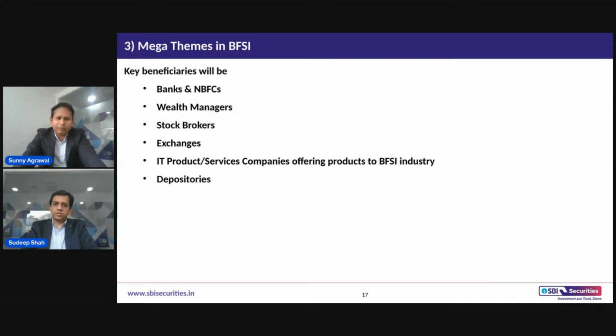And the last and important mega theme is financialization of savings. So basically, BFSI is the sector which will benefit out of this. So banks and NBFCs, wealth managers, stock brokers, exchanges, IT product or services companies offering products to the BFSI industry, and depositories. So the entire BFSI sector will be in a sweet spot if we are going to hit the $7 to $8 trillion GDP mark by 2030.